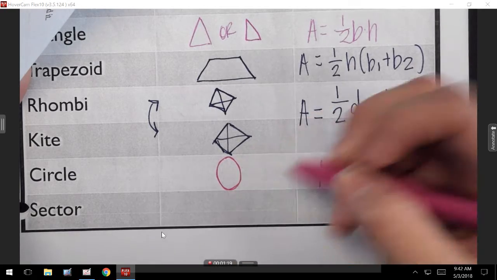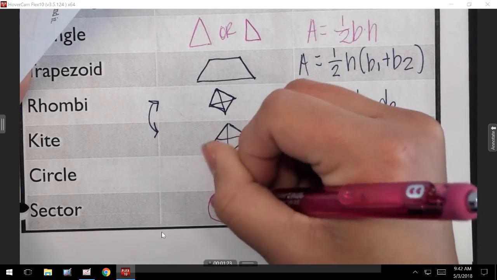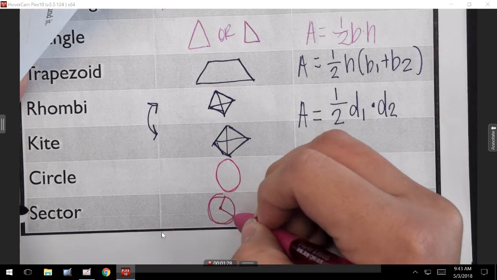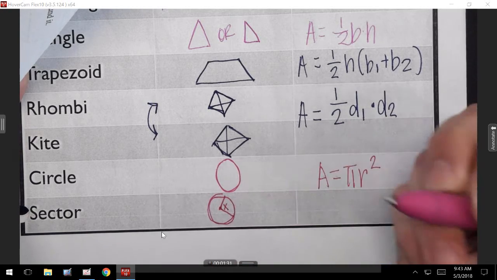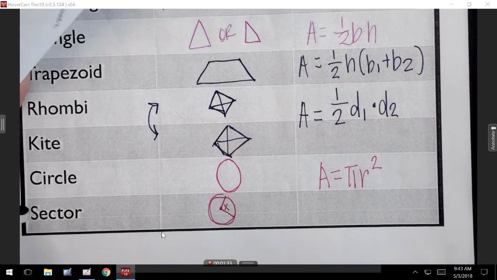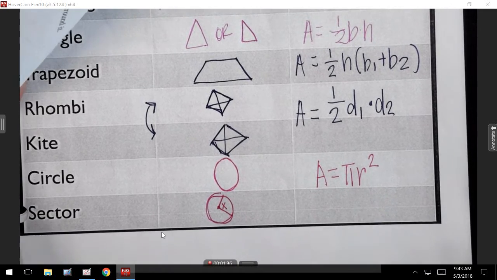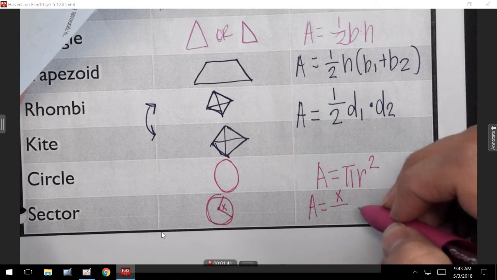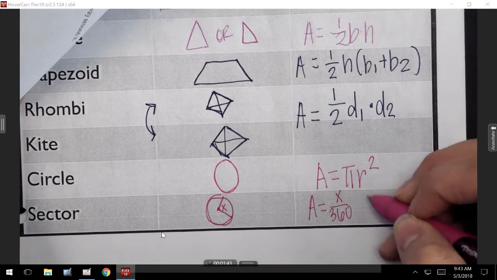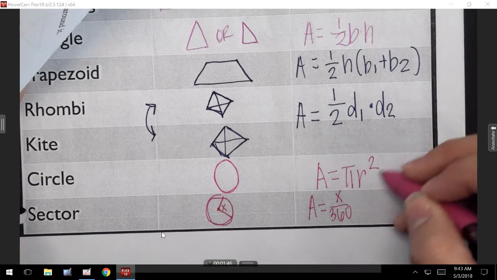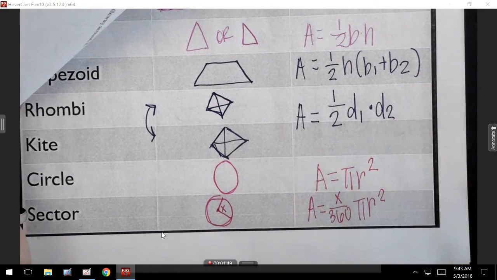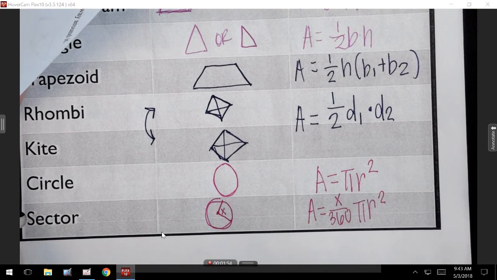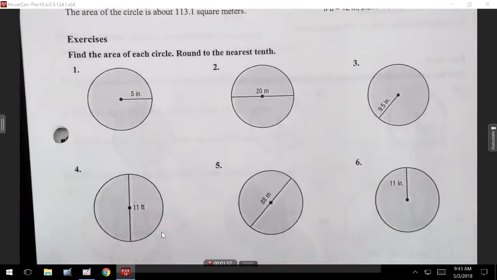Let's talk about what a sector is since we're here. A sector is just a piece of a circle. For example, I'm going to call this angle x. You can find pieces of circles and not the whole circle. The formula for that is you take however many degrees that is, divided by 360, times the area formula for a circle, pi r squared. It kind of makes sense when you think about it. It's not one of those formulas where you wonder where in the world it came from.